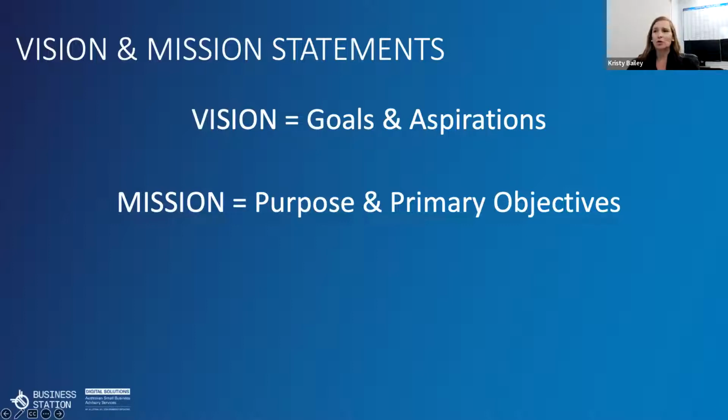So you don't want long sort of waffling statements, because they can be difficult for people to understand and lead to confusion. Whereas in reality, your staff and yourself should know your vision and mission statements, and you should be living by them, because like I said, it defines your organization's purpose and primary objectives or goals and aspirations. So they're hugely important statements.